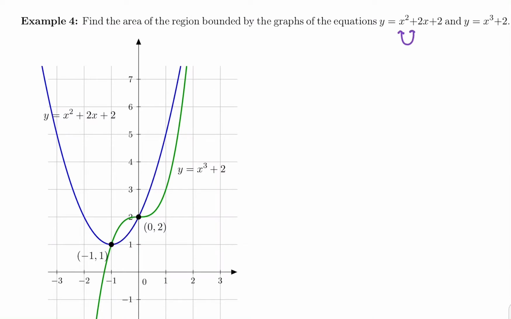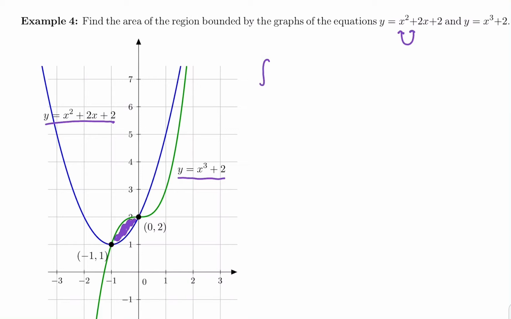So looking at this parabola here, this blue one, that must be the x squared plus 2x plus 2 function, and then x cubed plus 2 must be that green function. Looking at the region bounded by these two graphs, it is right here. And in that region, the blue parabola that we should recognize, the x squared function, is the lower function. So the x cubed is the higher function.